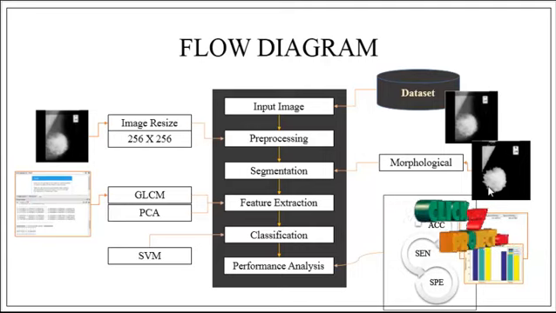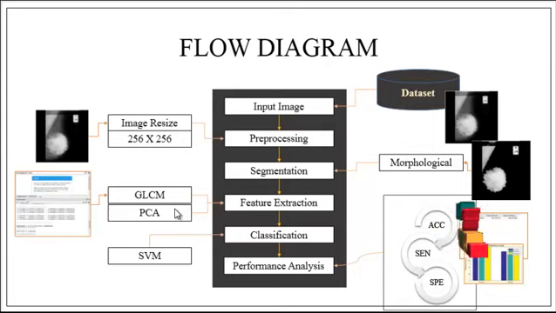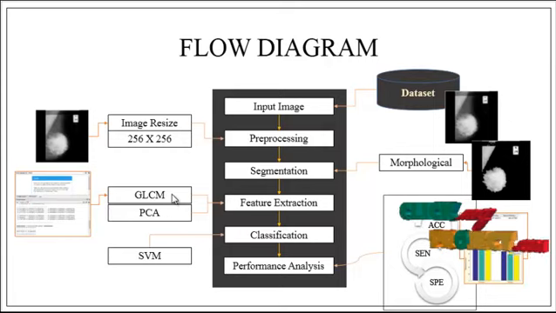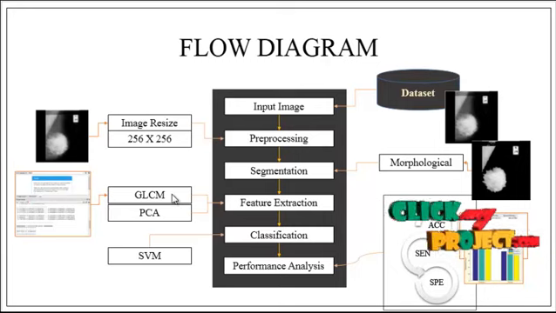After the segmentation of the lesion portion, we have to extract features from the image. In this feature extraction, we have two kinds of feature extraction. One is GLCM and the other one is PCA. GLCM represents the gray level co-occurrence matrix, and PCA represents principal component analysis.